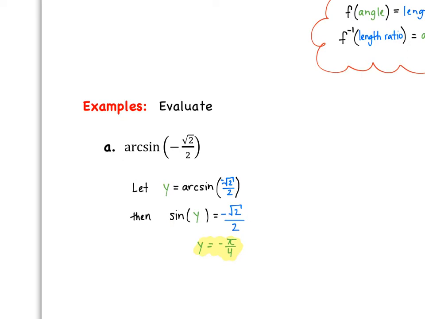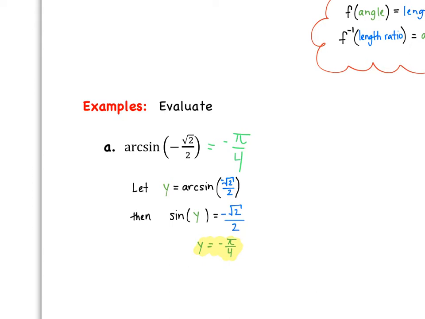And this is where your unit circle comes back into play. So think about, when does the sine of y equal negative root 2 over 2? And again, we're going from negative pi over 2 to positive pi over 2, so we're in quadrants 1 and 4. So that would put us at y has to equal negative pi over 4. So the arc sine of negative root 2 over 2 equals negative pi over 4.